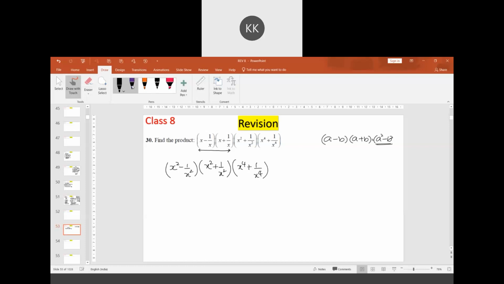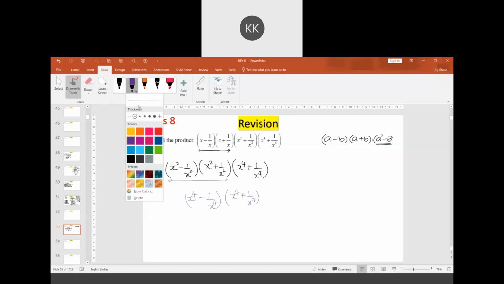Further, we can use the same identity for these two. So when we use the identity, it becomes x⁴ minus 1/x⁴. This is retained as it is: x⁴ plus 1/x⁴.